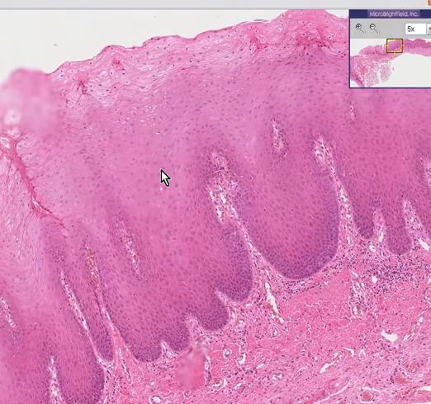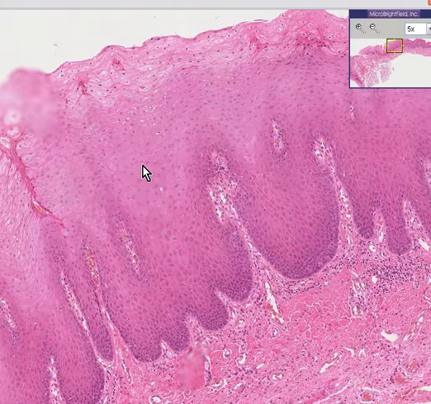This is a benign reactive hyperkeratosis in the usually non-keratinized stratified squamous mucosa of the oral cavity.